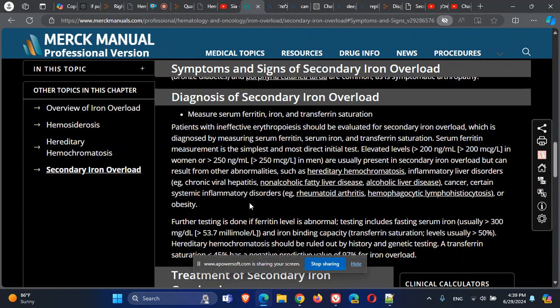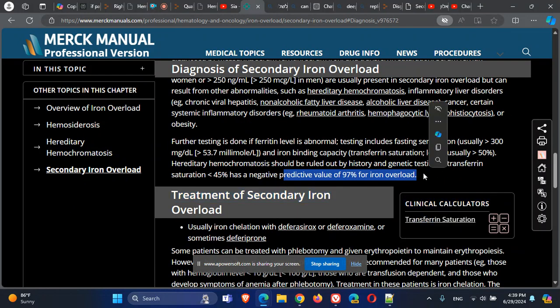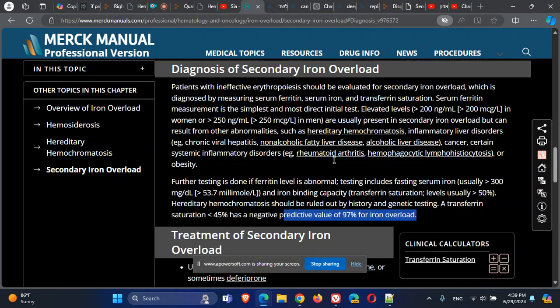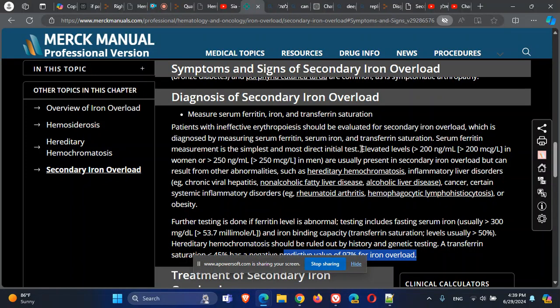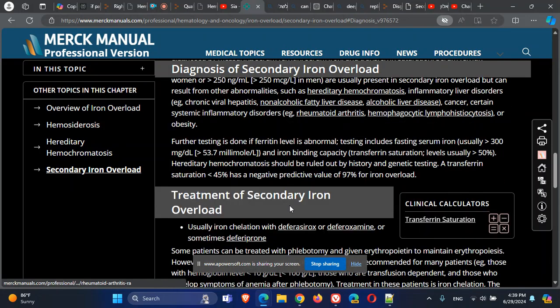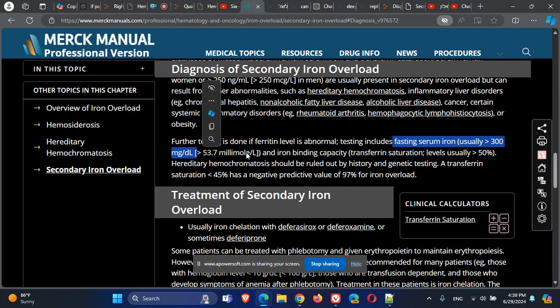Now, transferrin saturation in iron overload is usually above 45, usually above 50. So below 45% of transferrin saturation has a high negative predictive value for iron overload. If the patient has low transferrin saturation, we think that probably the patient doesn't have iron overload. Also, other things that we can see are elevated levels of iron in the blood and elevated ferritin levels. Serum iron is usually above 300.